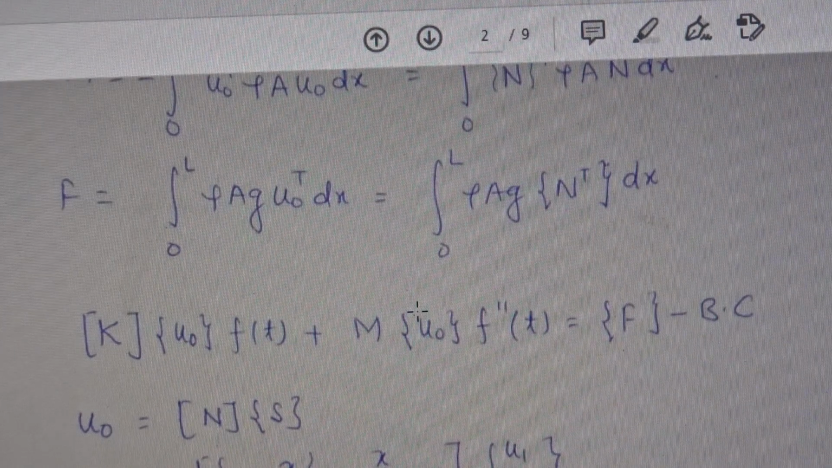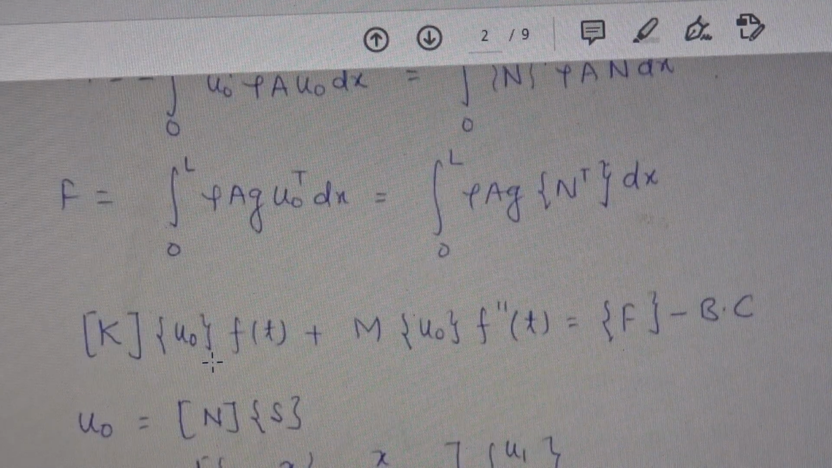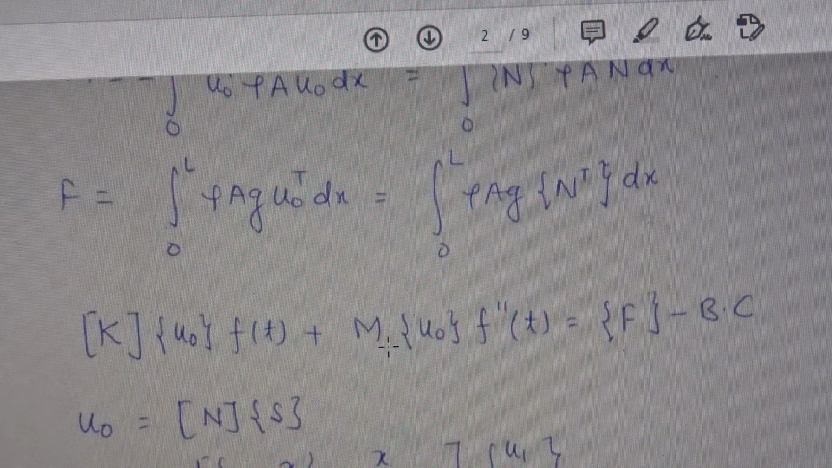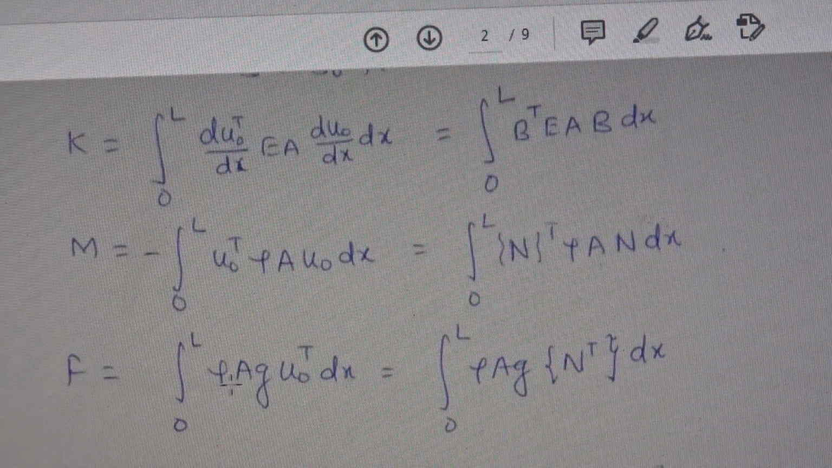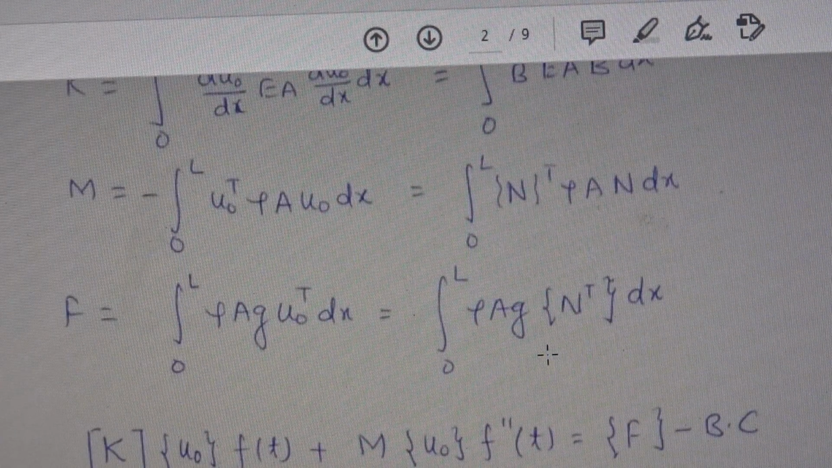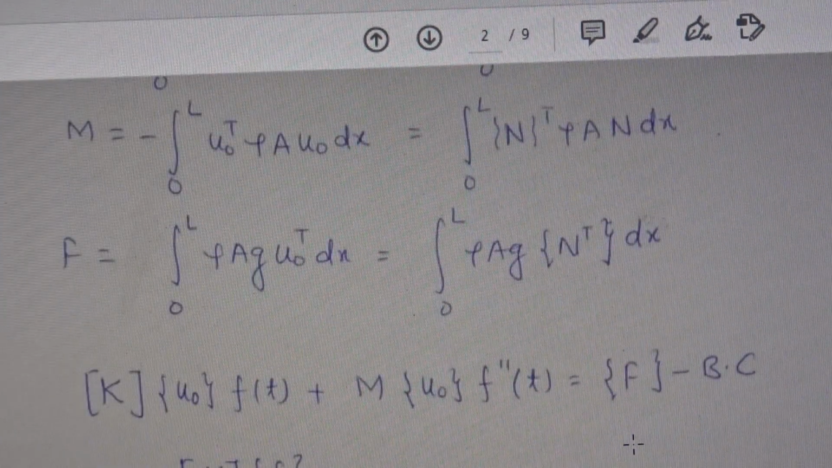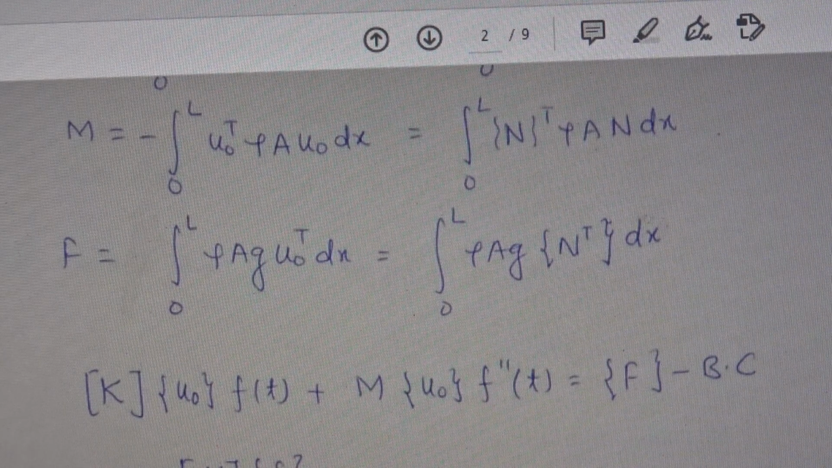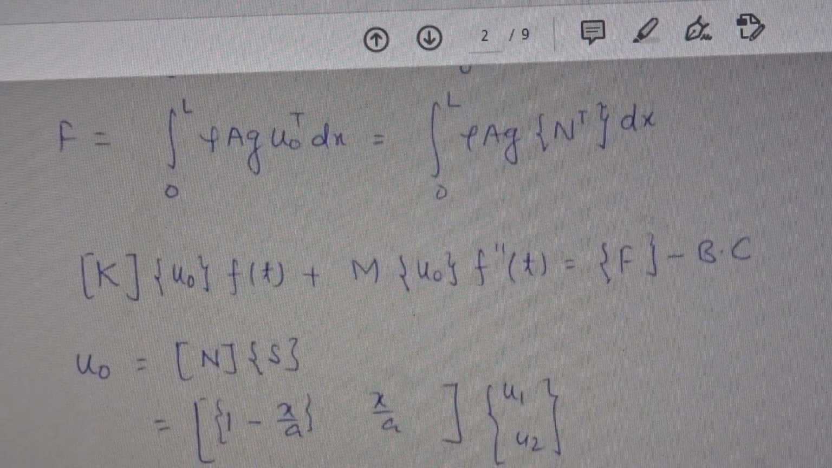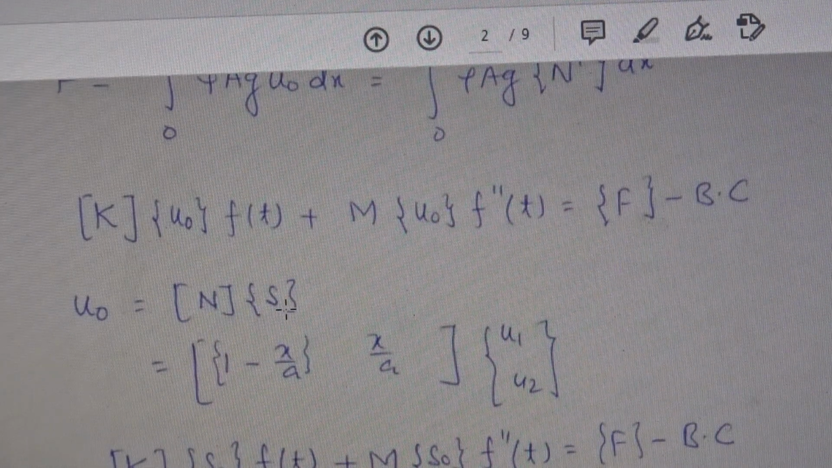So now you write the equation: k u naught f(t) plus m u naught f double dash t is equal to f minus boundary conditions. This one is the force matrix F, and this one is the boundary conditions. So u naught, you can write, is equal to n into delta, and n for the bar is 1 minus x by a, u1, u2.